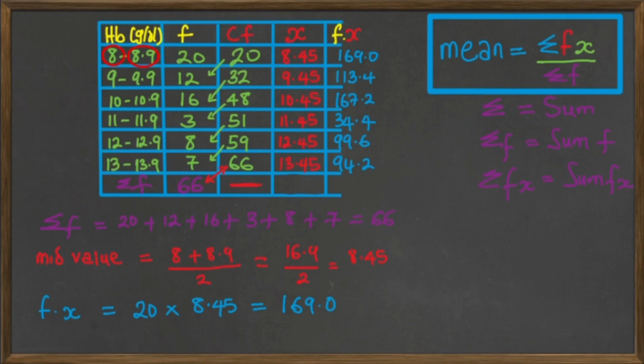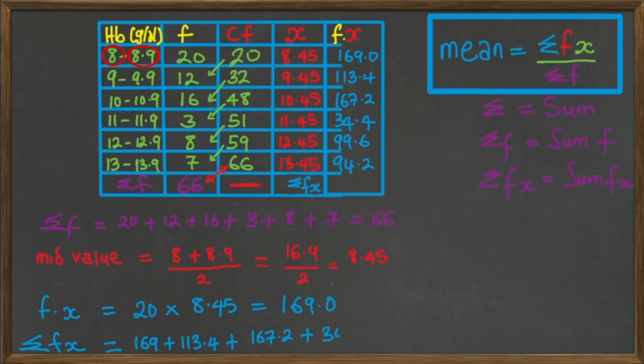Okay, and now remember, for our formula we need to get the summation of f times x, summation fx. So we're going to need to add all of this together. This time I'm going to show the calculation. We're going to add 169 plus 113.4 plus 167.2 plus 34.4 plus 99.6 plus 94.2, and when you hit it on your calculator, you're going to be getting 677.8. Awesome. I think we're doing really well.